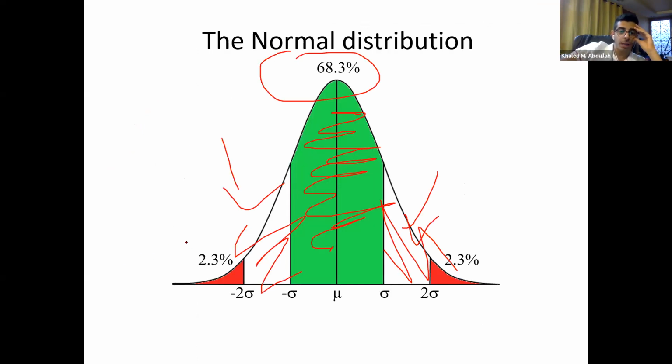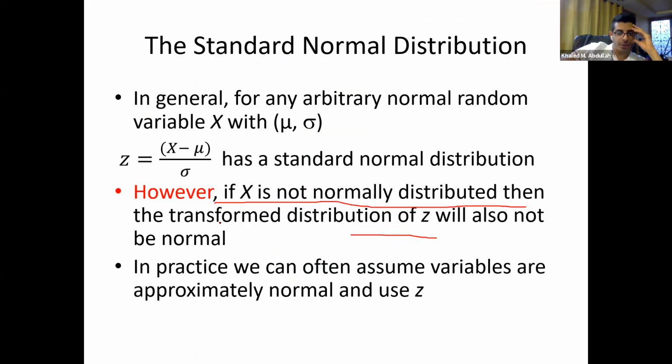In practice, we often assume variables are approximately normal and then use z. So this is important. Every single distribution you get, it's usually not normal. So in the second lecture, the small little theory is how can we make non-normal distributions normal? How can we make that assumption? How can we best make them? So we'll talk about that.